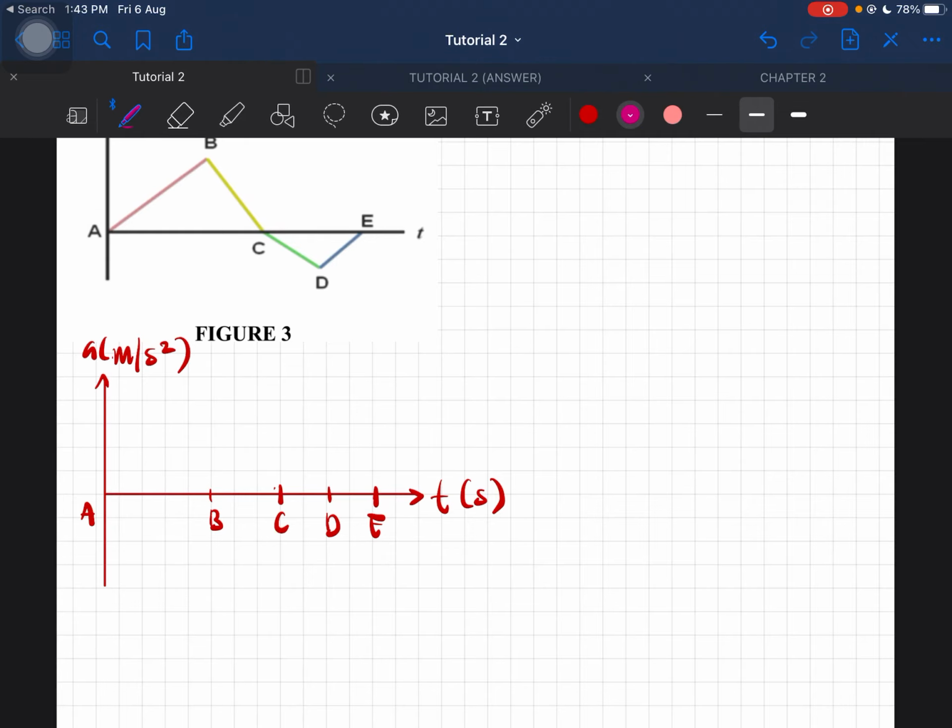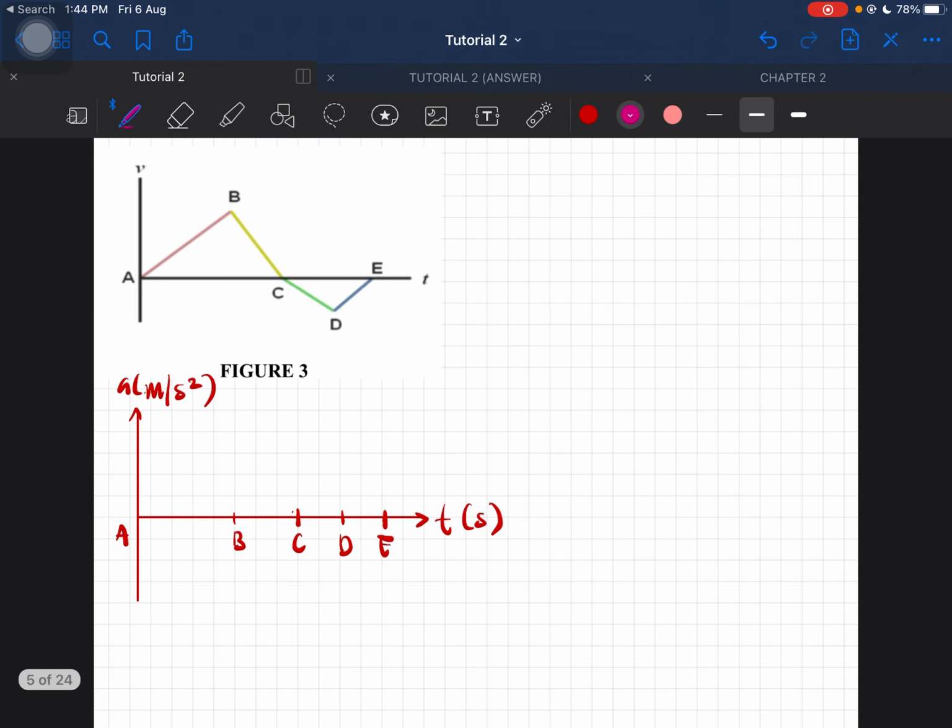Now let's draw it. Based on the graph on figure 3, we can see that the maximum acceleration is at point A to point B, based on the gradient. So this is the maximum. You can just draw somewhere around here. Let me just make it a bit bigger. Then at point B to C, it has started decelerating. What does decelerating mean? It means it goes to negative. So at point B to C here, it will be negative.